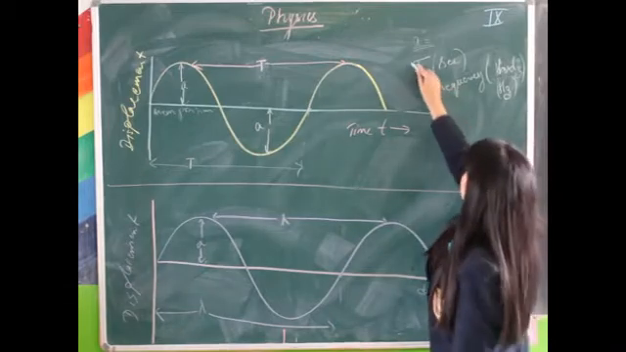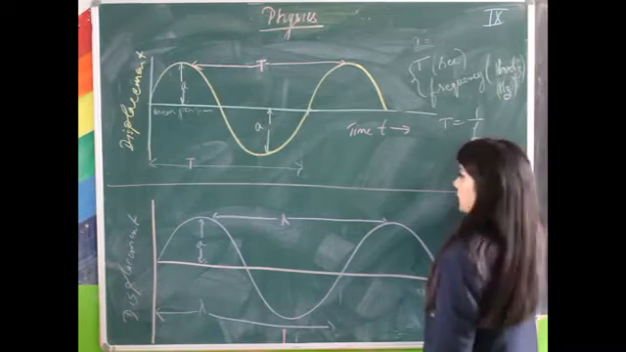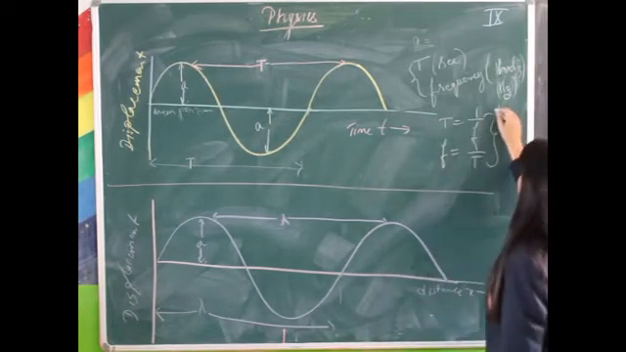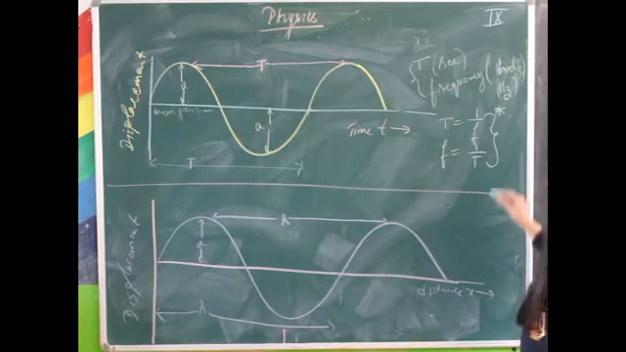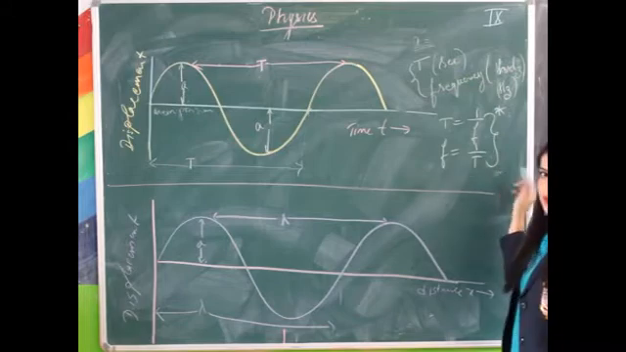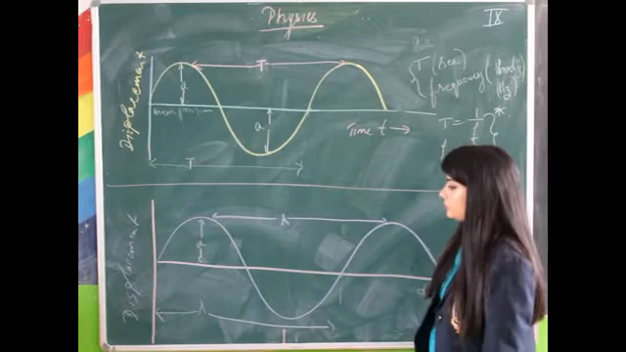Now the relation between time period and frequency. Time period is equal to 1 by frequency, or frequency is equal to 1 by time period. This is very important for numericals and so on. Time period is measured in seconds, frequency in hertz. This is right. Now the next term is wavelength.